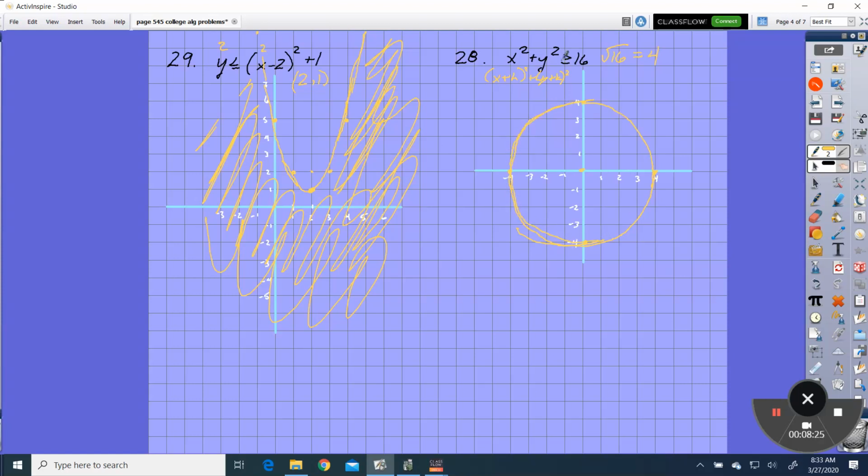Something like that. And since it says greater than, it's on the outside. Less than is on the inside of a circle. And we can hurry and plug a point in. I can pick 0, 0. 0, 0 squared is still 0. Is 0 bigger than 16? Nope. So the inside didn't work, so that means we shade on the outside.